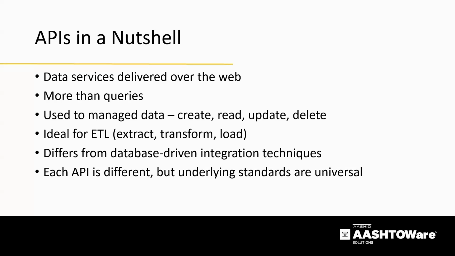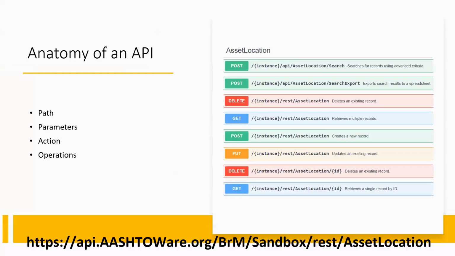And with that in mind, again, AASHTOWare OpenAPI is a portfolio of APIs based on the AASHTOWare products. BrM is one of those products within that portfolio. What is in BrM is unique to BrM. So each API is different, but the underlying standards, those are universal. So again, with AASHTOWare OpenAPI and the latest version of BrM, using those universal standards, it is much easier to use your existing tools and techniques to access data and manage data with the BrM API.